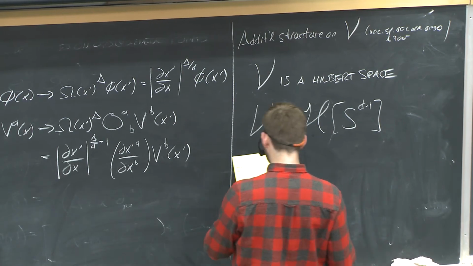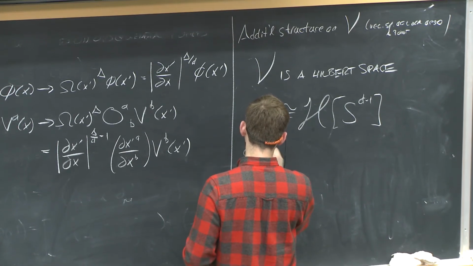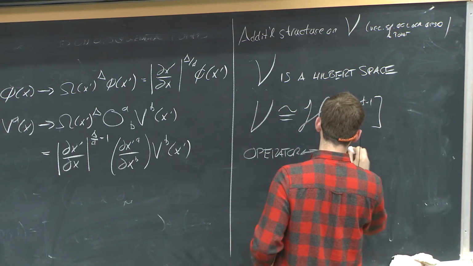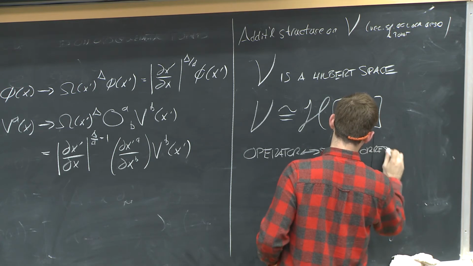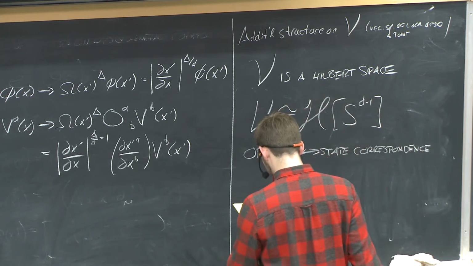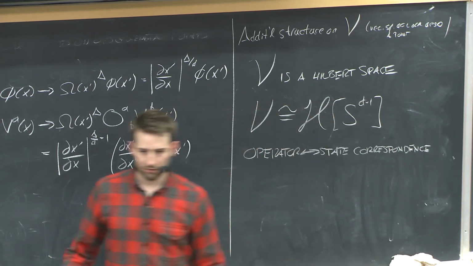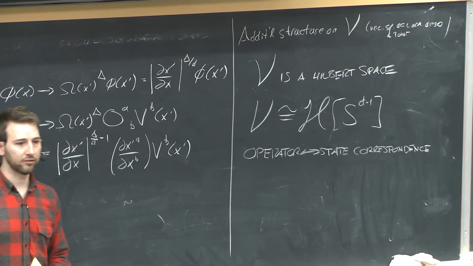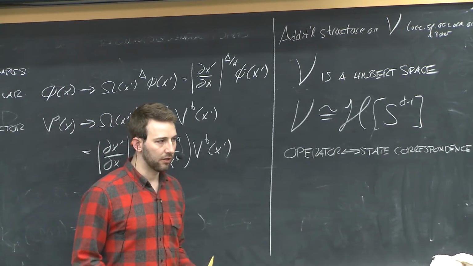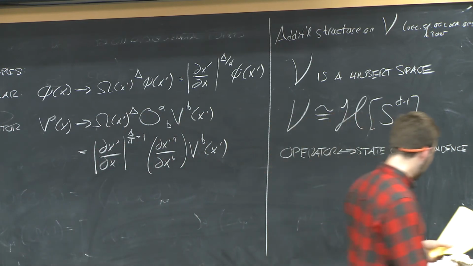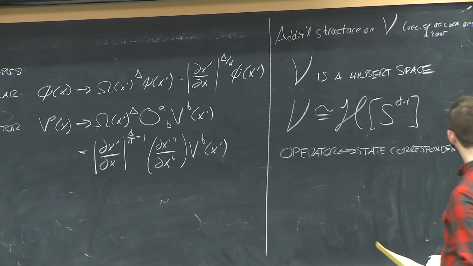And this isomorphism is known as the operator state correspondence. So this is a bijection. It's an isomorphic bijection. So given an operator at the origin, I should be able to produce a state. And given a state in this space of states on a d-1 sphere, I should be able to produce an operator. The first part is just a picture.